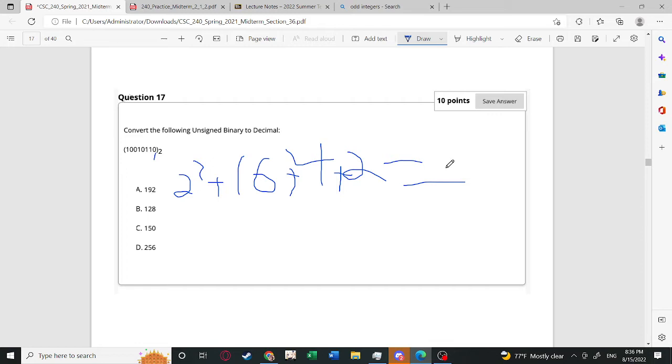2 to the 7 is 128 plus 16 plus 4 plus 2. Yes, this is 150.